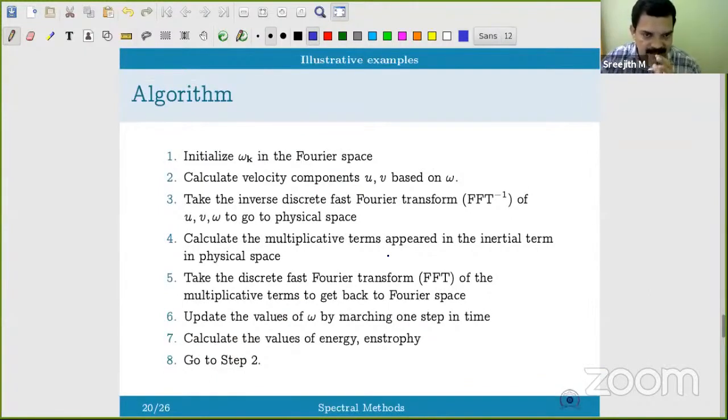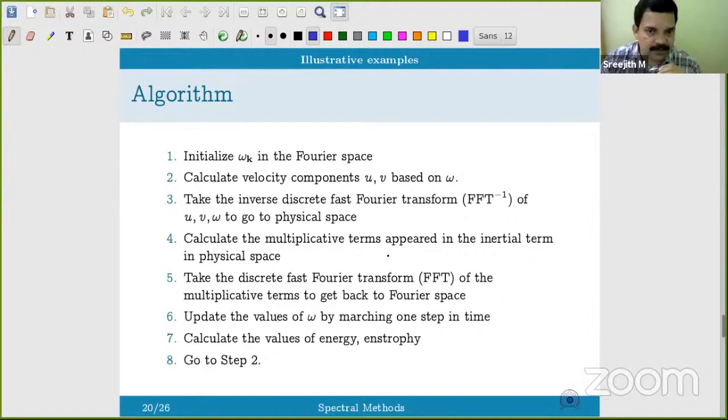Now the general algorithm for solving this Fourier spectral method is, first, we initialize the value omega k in Fourier space. That means we initialize the vorticity in the physical space and then transform it into the Fourier space. That is possible, or else you can directly give the initial condition in the Fourier space also.